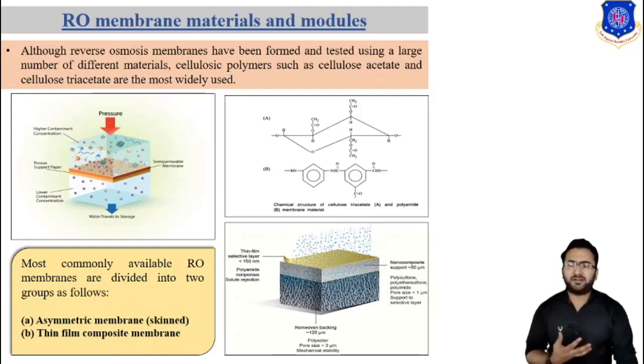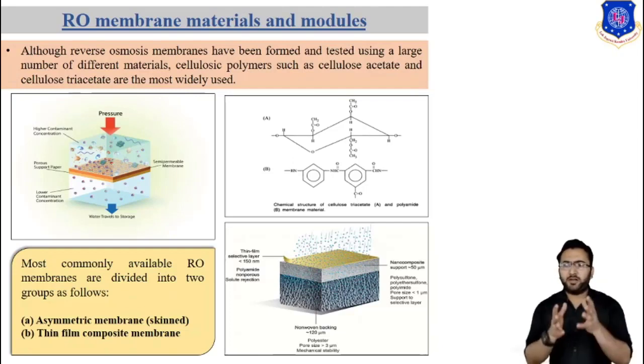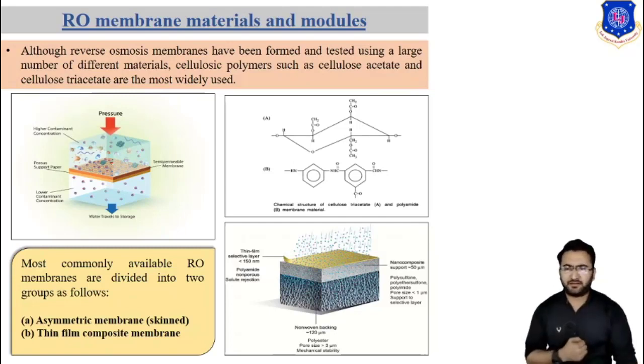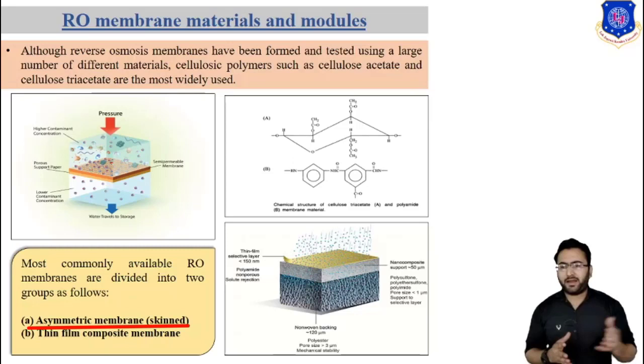The major limitation of the cellulose acetate membrane is that it can only be used in aqueous solution, and it must be used below about 60 degrees Celsius. So RO membranes are divided into two groups: asymmetric membranes, or skin membranes, and thin film composite membranes.